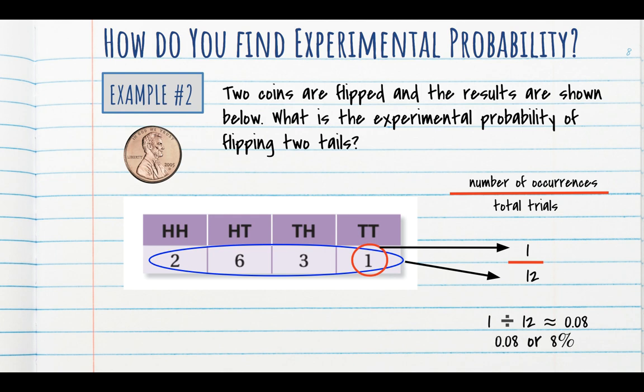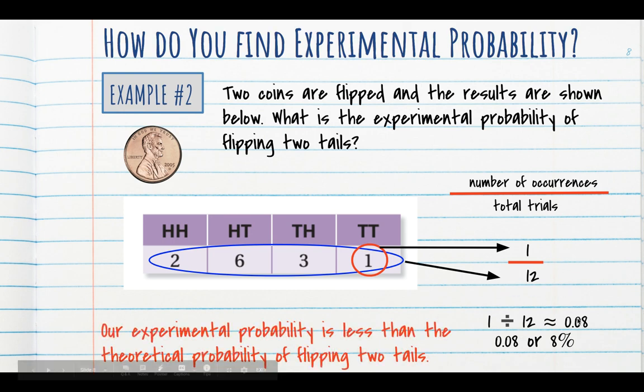Again, if we looked at our theoretical probability we found for this same experiment in our previous video, we would think that 2 tails would happen 25% of the time, because 1 out of the 4 possible outcomes is 2 tails. But because our number of trials is pretty low, our experimental probability was pretty low. If we conducted this experiment more than 12 times, we would find our percent would be getting closer to that 25%.